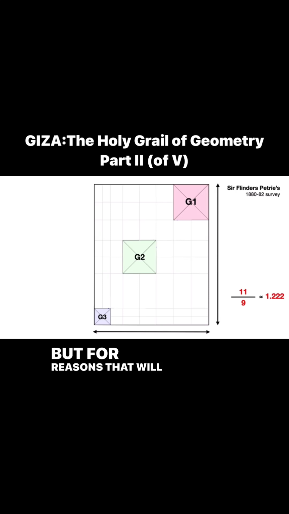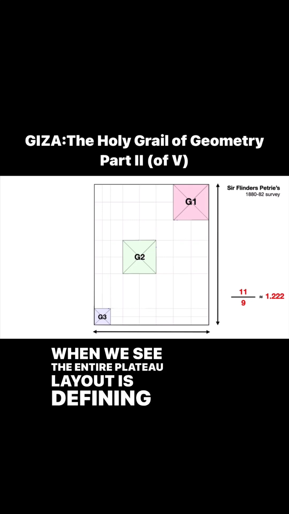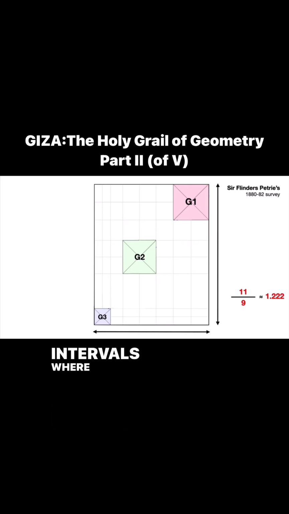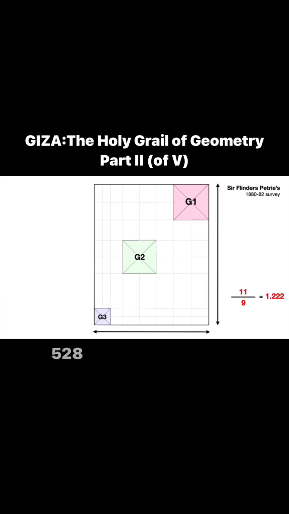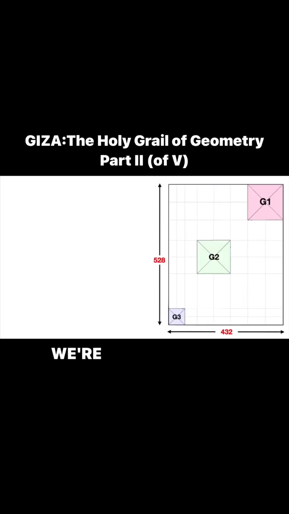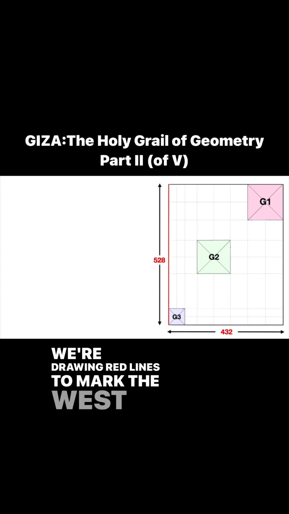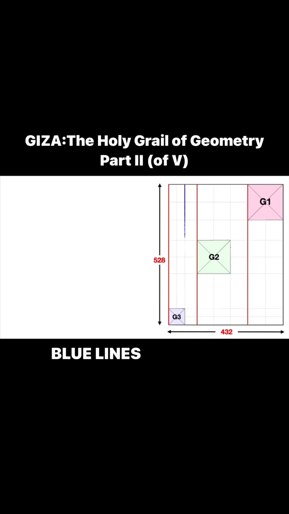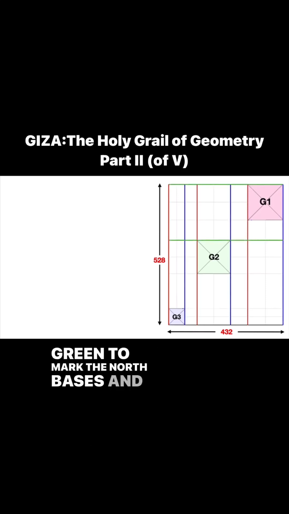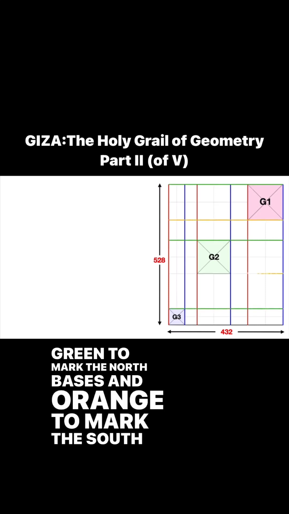But for reasons that will become clear in part 3 of this series, when we see the entire plateau layout is defining musical intervals, we're going to choose a multiple pertinent to Pythagorean tuning, 528/432. We're drawing red lines to mark the west bases of Menkaure, Khafre, and Khufu, blue lines to mark their east bases, green to mark the north bases, and orange to mark the south bases.